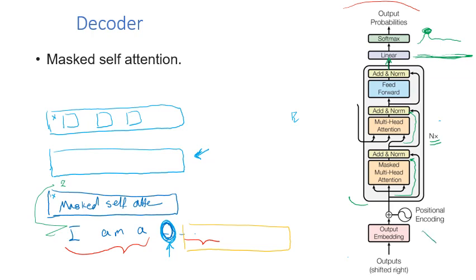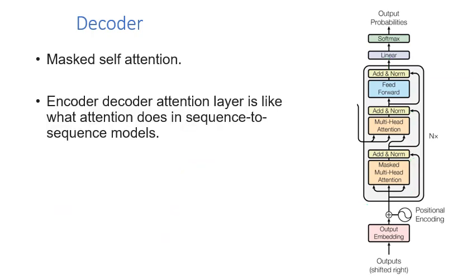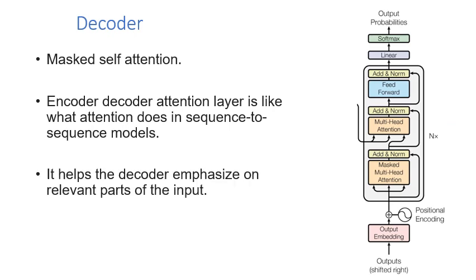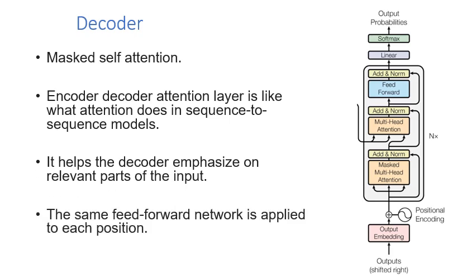So still we don't know about position encoding. To recap, the decoder has masked self-attention, and it has an encoder-decoder layer, which helps the decoder emphasize the relevant part of the input. And again, the same feed-forward neural network will be applied to each position.